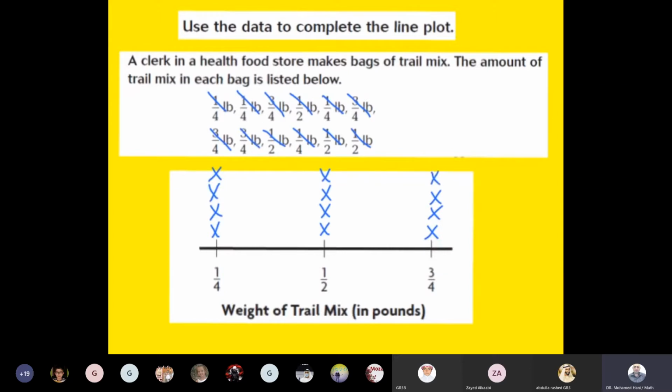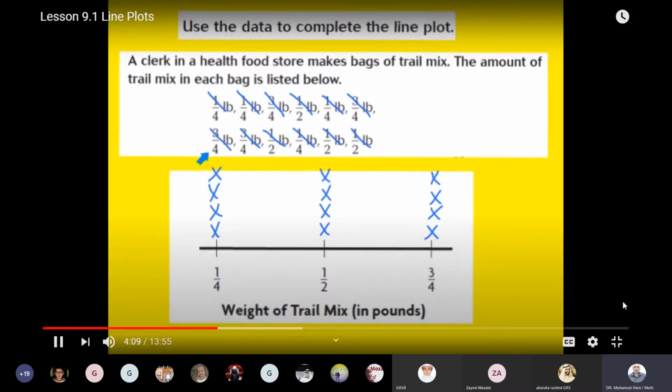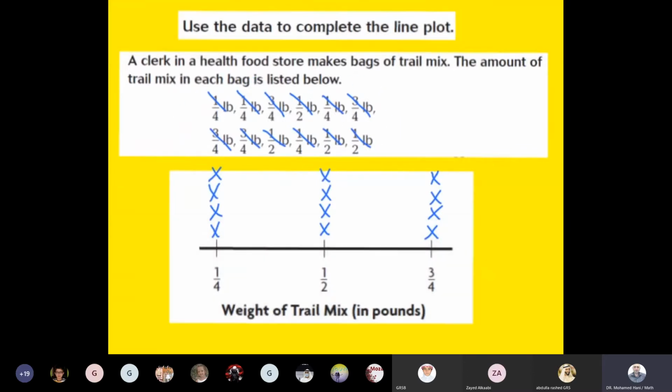Now what I know is there's 1, 2, 3, 4 3/4 pound bags in our data set, and there's now 1, 2, 3, 4 X's in our line plot. What I also notice is, looking at our data set, all of our numbers have been crossed off or crossed out, and that means I've accounted for every number in the data set. It's a good strategy to use as you complete your line plot. So we now have our line plot completed for this data set.